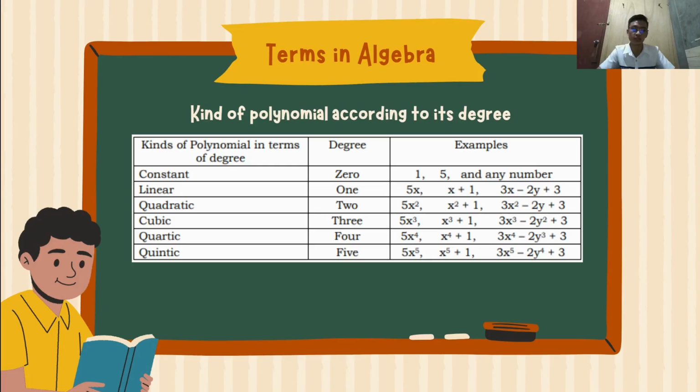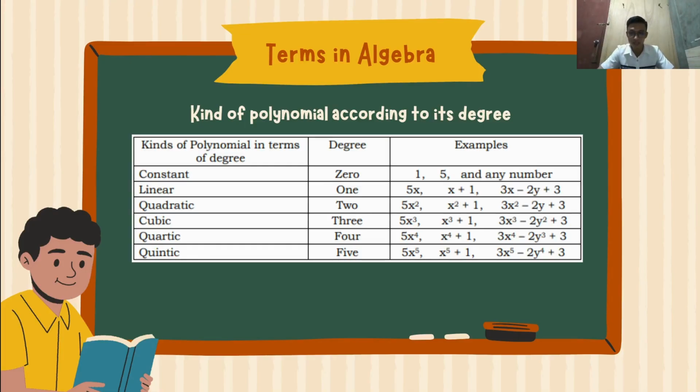So, kinds of polynomials according to their degree. We can see the kinds of polynomials in terms of degree. Constant has 0 degree: 1, 5, and any number. Linear has 1 degree: 5x, x plus 1, 3x minus 2y plus 3.